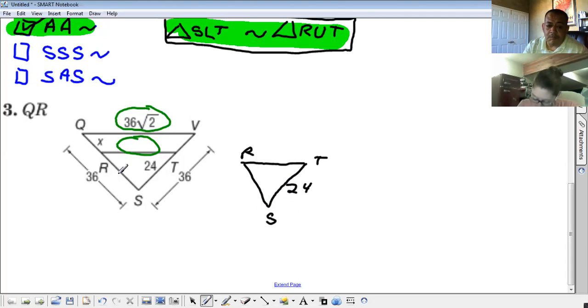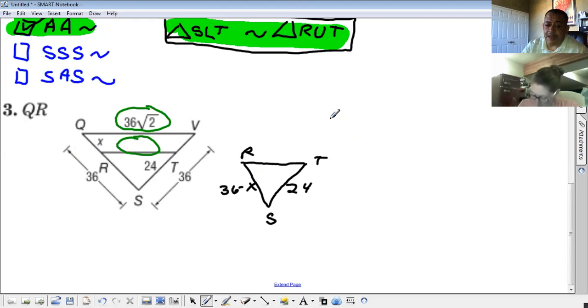Now I need to find this side. If the big piece is 36 and the little one is 6, this will be 36 minus 6. So the big piece minus the little one.